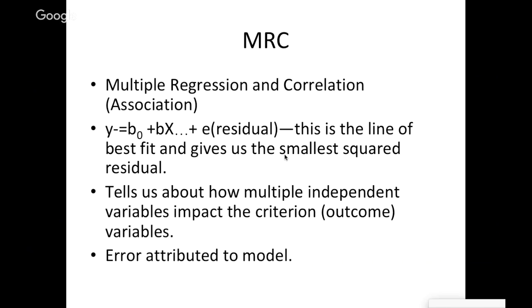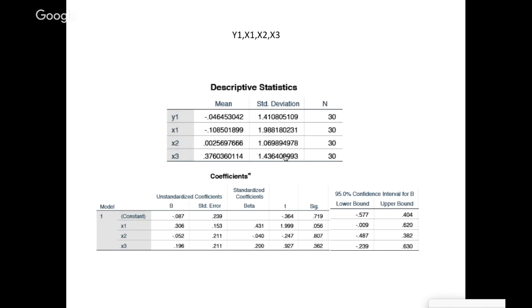So MRC, multiple regression and correlation, tests association. We have a nice little formula here: Y equals B naught plus BX plus E, so intercept plus slope plus E, which is the residual. Basically we get a line of best fit that gives us the smallest squared residual, meaning the residuals are as close to zero as possible. So basically, least squares. It tells us how multiple independent variables impact the outcome variable, and the errors attributed to the model, in this branch of the GLM. For my study, I use Y1, X1, X2, and X3.